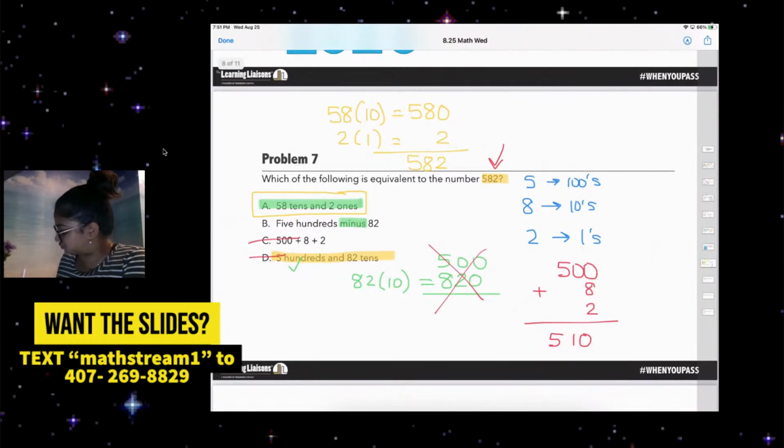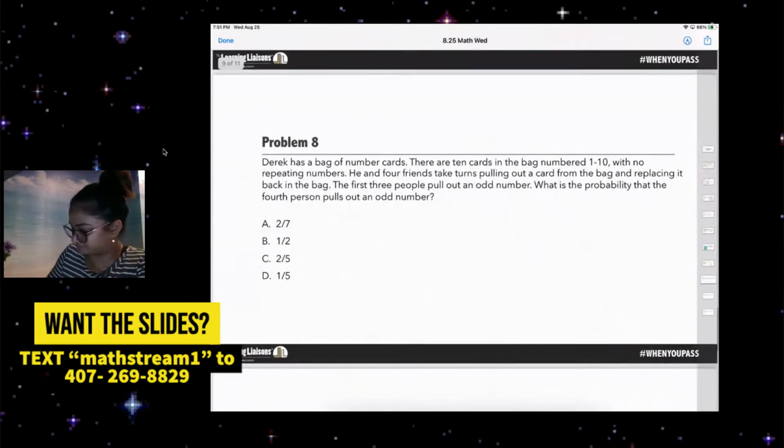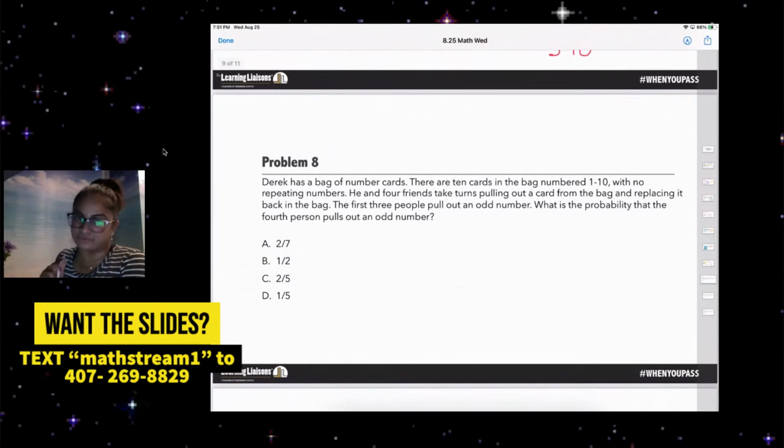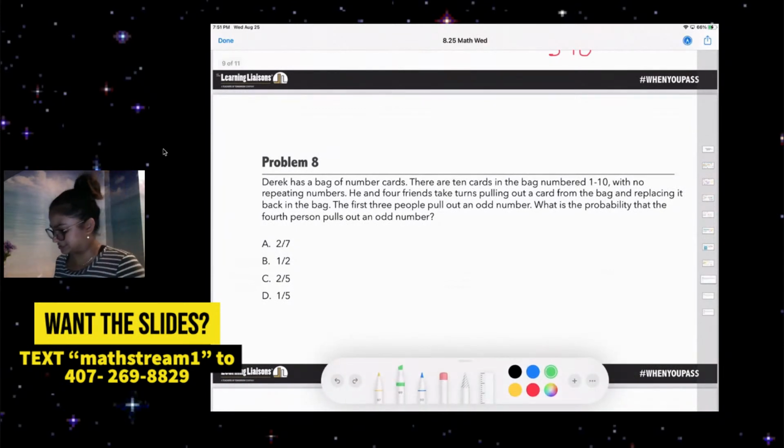All right, let's do one more problem. Might have room for 2. Let's see. Maybe. Make no promises.